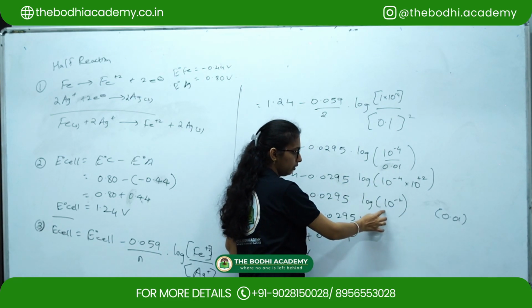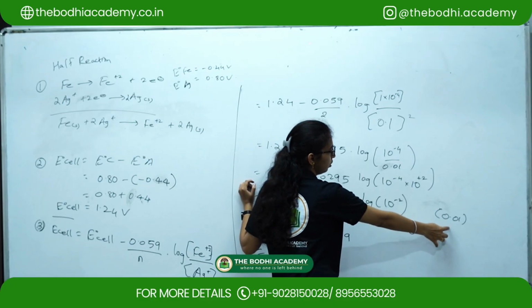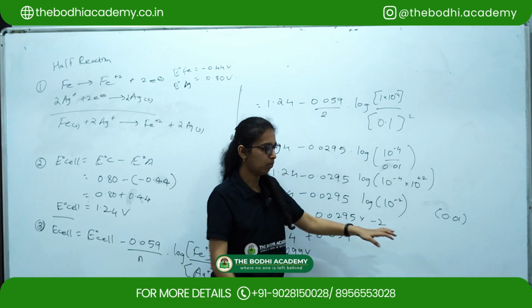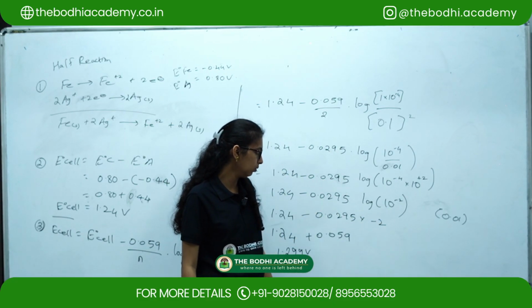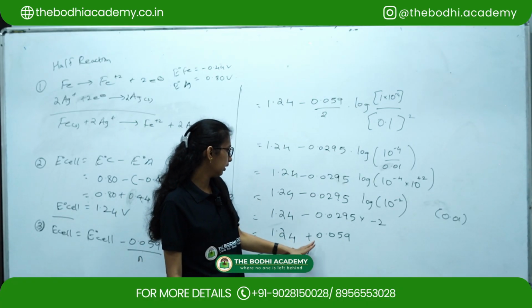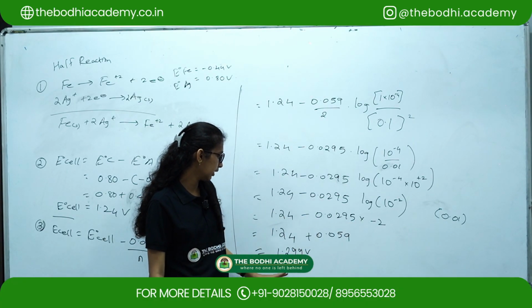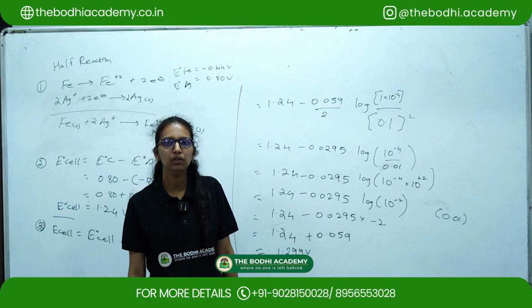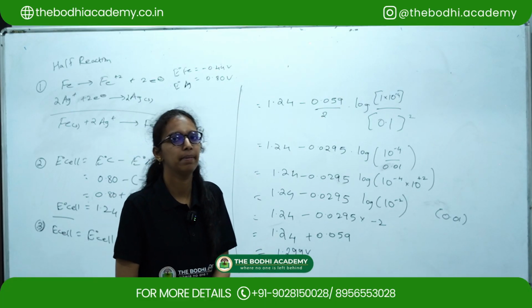Log of 0.01, that is 10 raised to the power minus 2, is minus 2. And then just solve this full part. Then minus minus plus, multiply this, and you will get the answer. The answer is 1.299 volt.